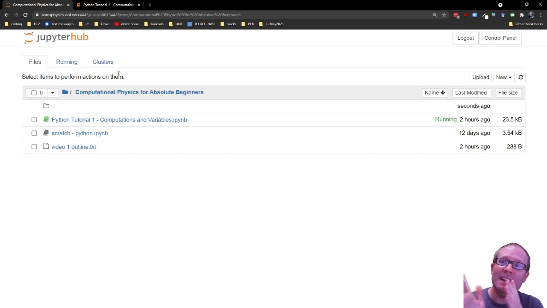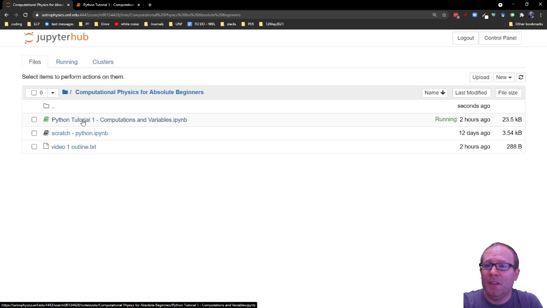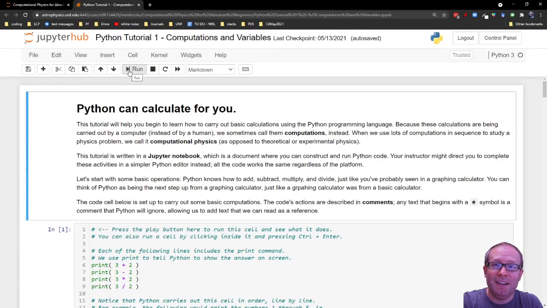But once you get into Jupyter, you'll have it open in a web browser like this, and it works just like a file system. You can click on any of the files here. We're going to start here with Python Tutorial 1, Computations and Variables, and in this video, I'm just going to walk you through some of the highlights of this tutorial.